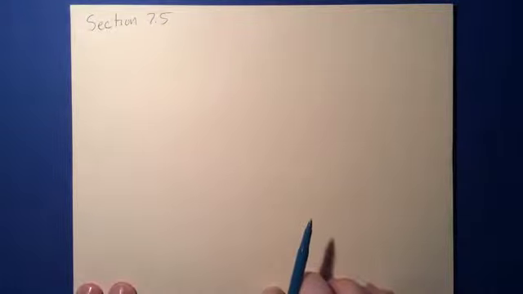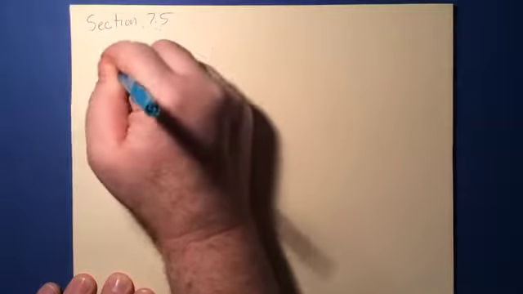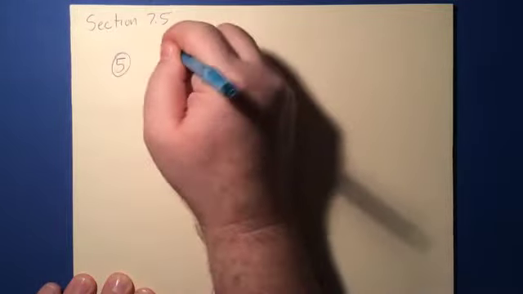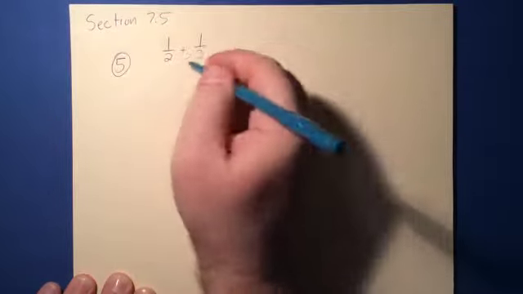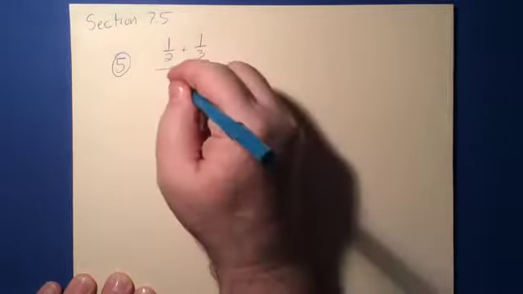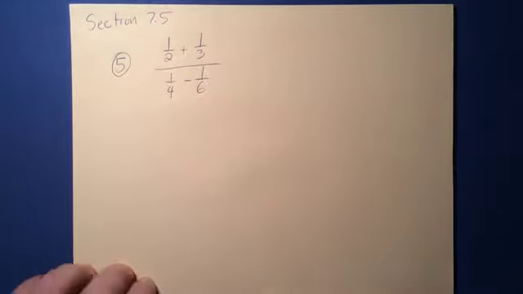We're going to take a look at simplifying what's called complex rational expressions. This is going to be spread over 4 videos to look at 4 types of problems that we'll encounter in this section. So let's take a look at what we mean by complex rational expressions. First, we're going to take a look at number 5. So this is going to be 1 over 2 plus 1 over 3 divided by the quantity of 1 over 4 minus 1 over 6.